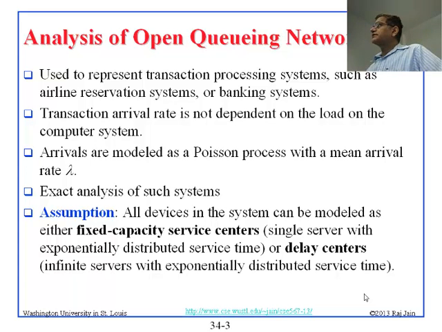Exact analysis of such systems requires assumptions. All devices in the system can be modeled either as a fixed capacity center or a delay center. There are lots of assumptions in this whole thing. We already made one assumption, which was exponential IID, the independent and identically distributed arrivals. And then we are assuming that there are only two kinds here, fixed capacity and delay.